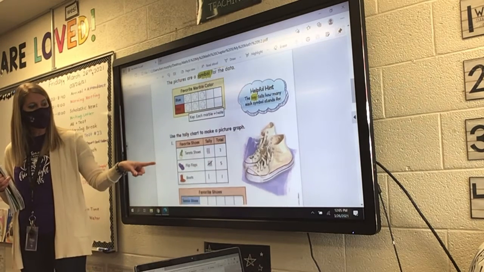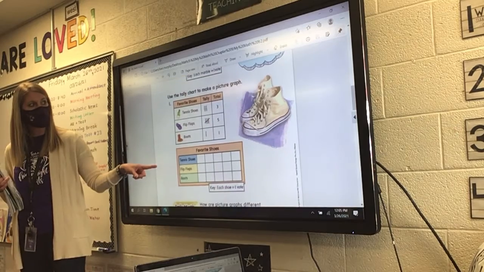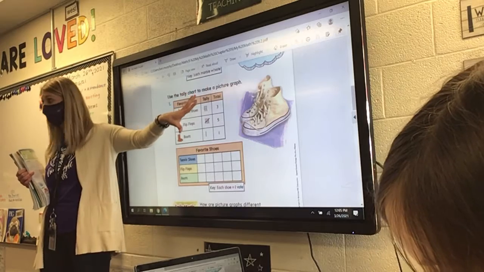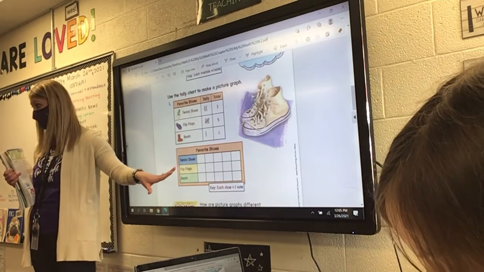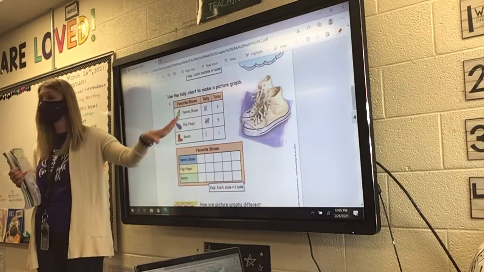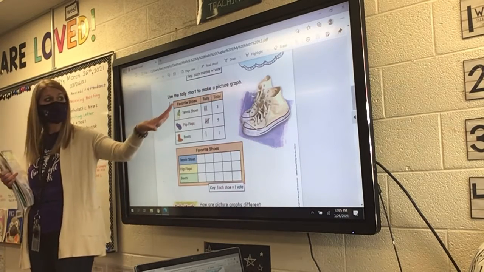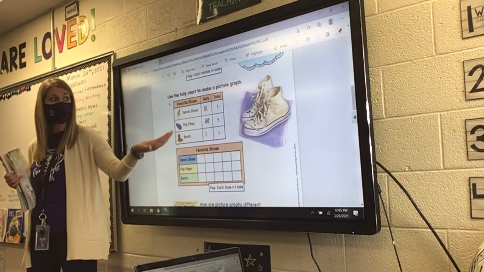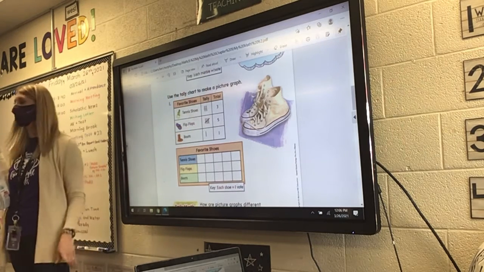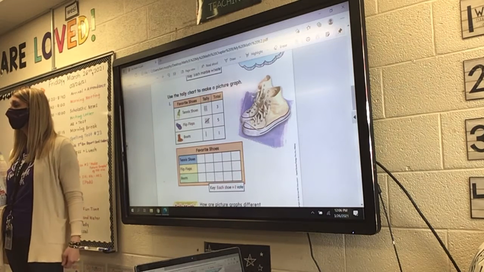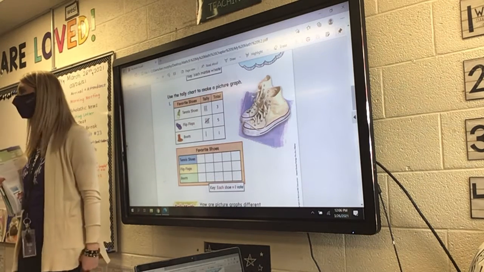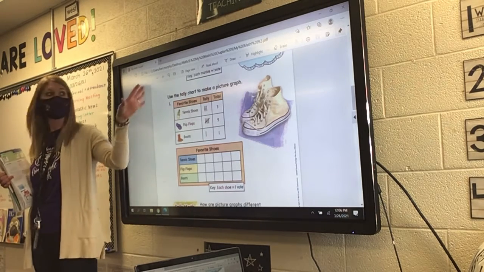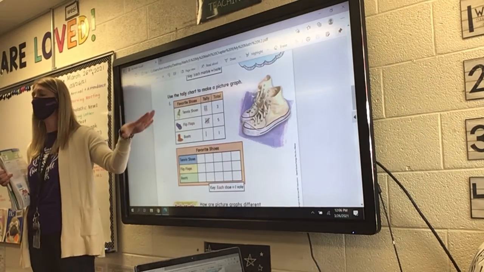Okay, now let's look down here at this first chart. We sometimes have to use a chart to then graph it. So yesterday when we made charts with tally marks, we're going to take that data and now we're going to graph it. If you look at this chart down here, Louis, what is the title? The title is not 3. What's the title? Favorite shoes. Okay, so this chart is all about favorite shoes.